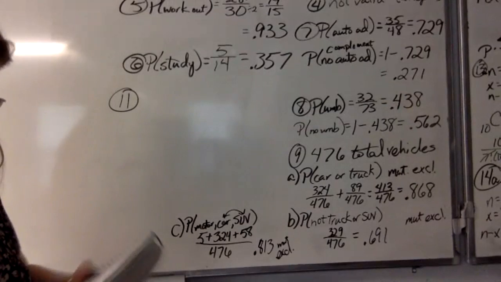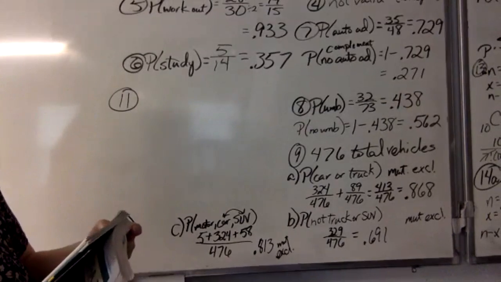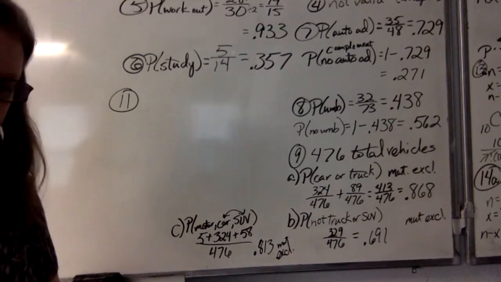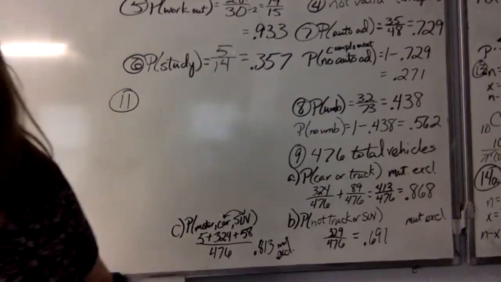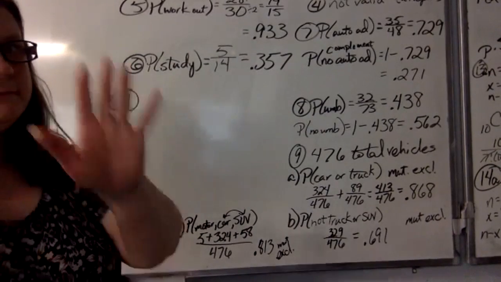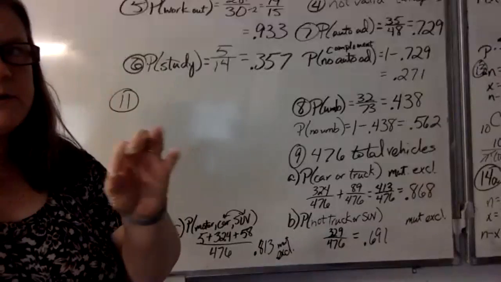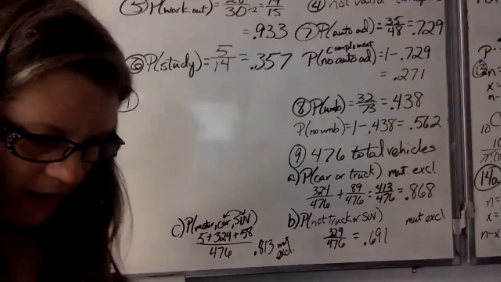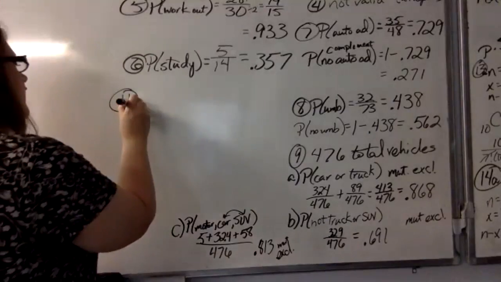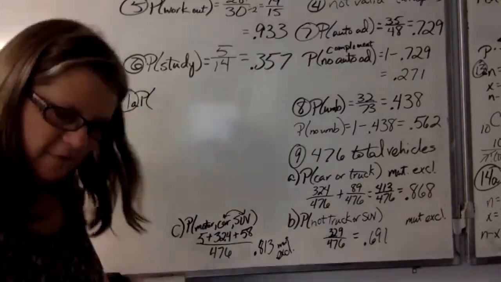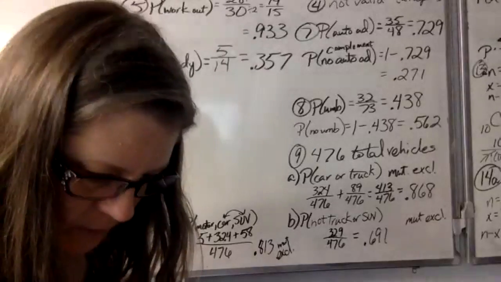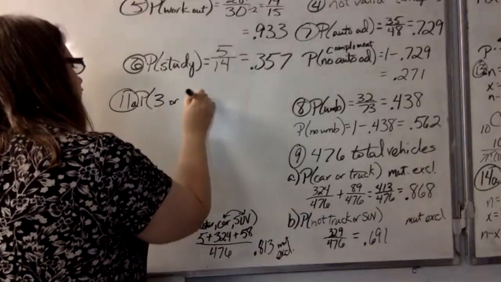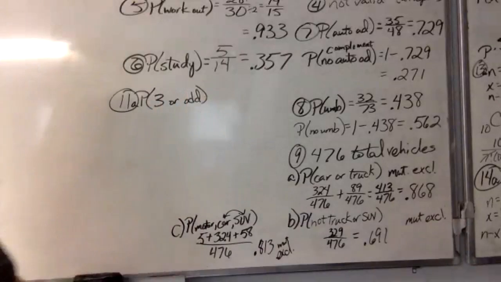Number 11 says Emily has to pick a number between 1 and 10. So how many choices does she have? 10, because there's 1, 2, 3, 4, 5, 6, 7, 8, 9, 10. There's 10 choices. And so for part A, it says the probability of getting a 3 or an odd number.